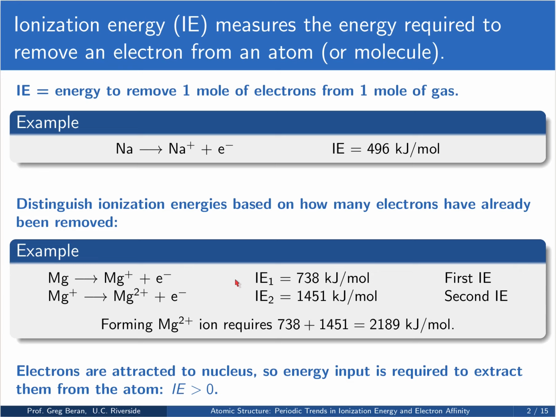Then we have to remove a second electron. This time we're removing it from magnesium plus to form magnesium 2+. The second ionization energy here requires 1,451 kilojoules per mole. Overall, forming the Mg2+ ion requires the sum of the two ionization energies, that is 738 plus 1,451, which is 2,189 kilojoules per mole. Finally, because electrons are attracted to the nucleus and would prefer to stay in the neutral atom, energy input is required to extract those electrons from the atom. So ionization energies are positive.